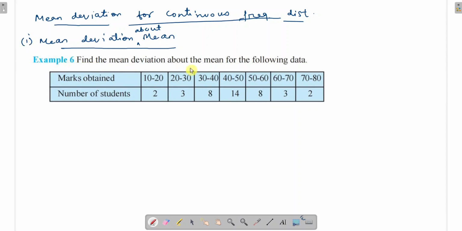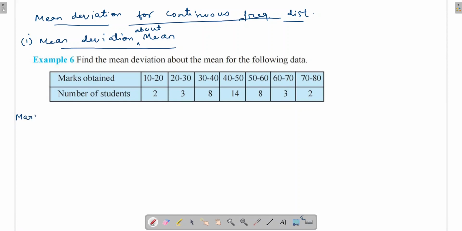The example is: find the mean deviation about the mean for the following data. Here we are given marks obtained, that is 10 to 20, 20 to 30, 30 to 40, and so on, and the number of students are 2, 3, 8, 14, 8, 3, 2. Now we have to make a table, so the terms of the table will be as follows.